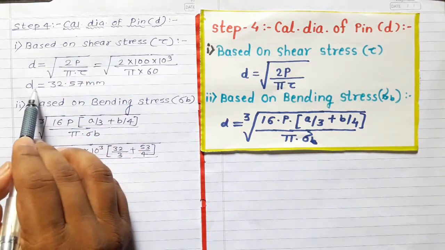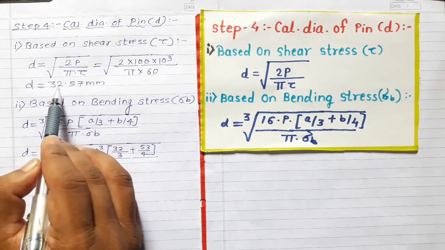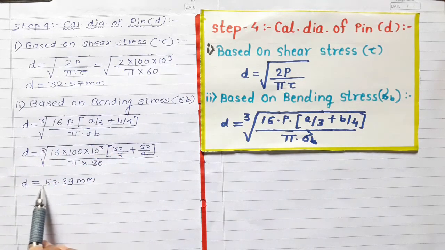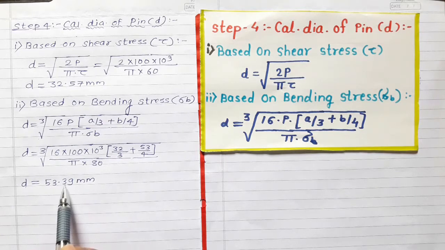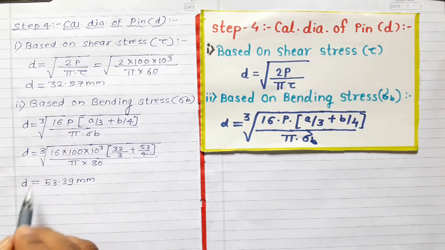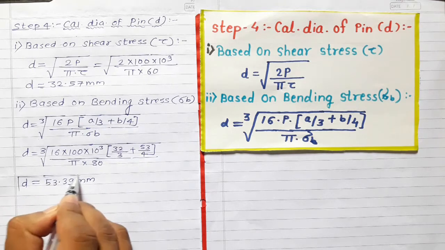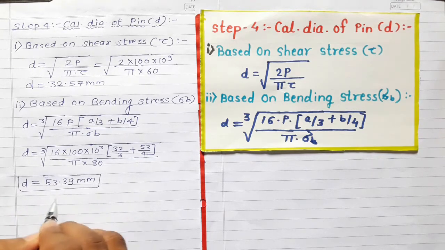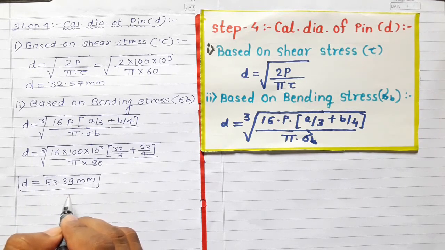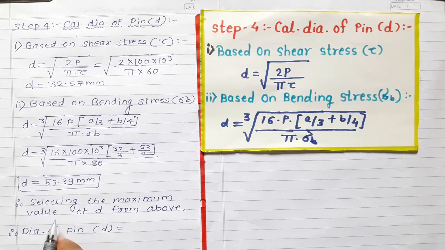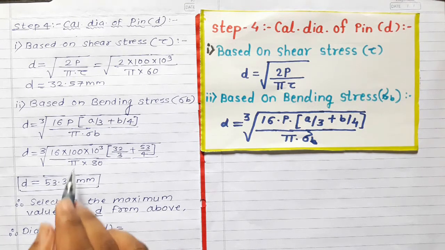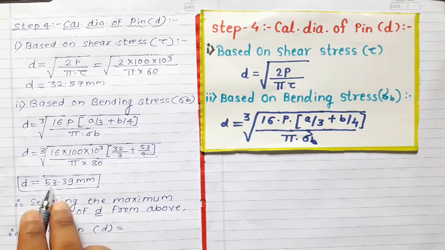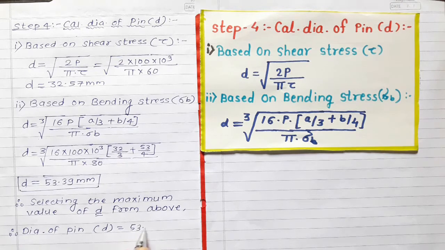So if you compare, the diameter of pin based on shear stress is 32.57, and the diameter of pin based on bending stress is 53.39. So the maximum out of these two is 53.39. So we have to select this. Therefore we have to write one statement selecting the maximum value of small d from above two values. So from above two values the maximum value of diameter of pin is 53.39. So therefore the diameter of pin small d is 53.39.